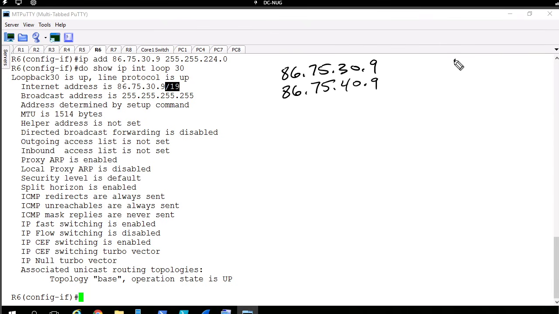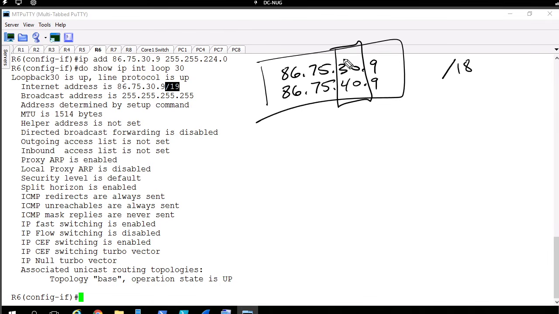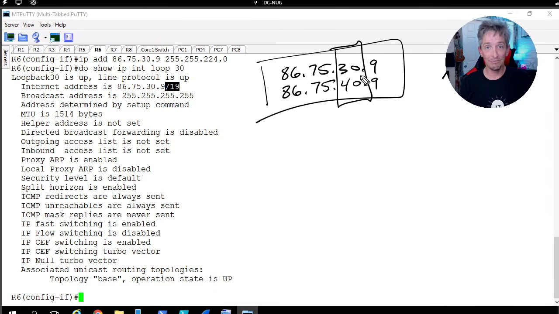If the mask was a slash 18 for both of these IP addresses, would that mean that both of these devices are on the same network? And the question is, how many bits here in this third octet are different and where are they different? This would be a great application of where we could just take a look at those 2 high order bits from the IP address and see if they're the same. That's one way of doing this.